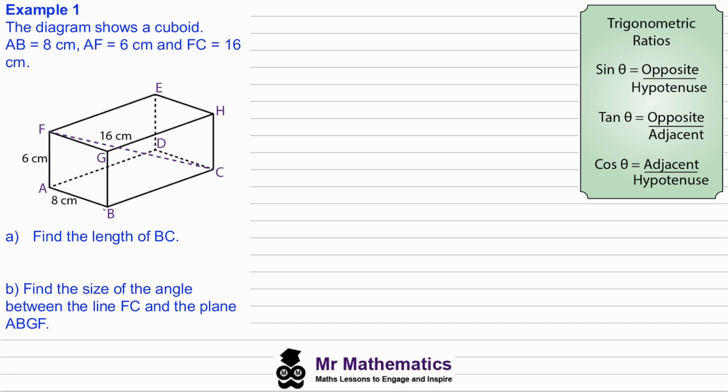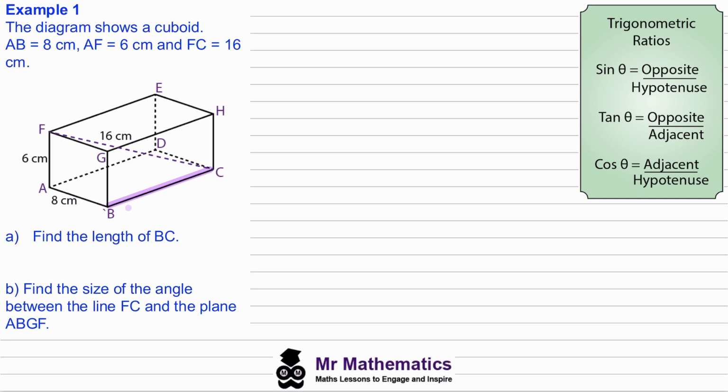So in our first question, we've been given this cuboid, and we need to find the length B to C, which is this length here. So whenever we deal with 3D shapes, we need to find right-angled triangles. This will allow us to use the sin, tan, and cos ratios and Pythagoras' theorem.